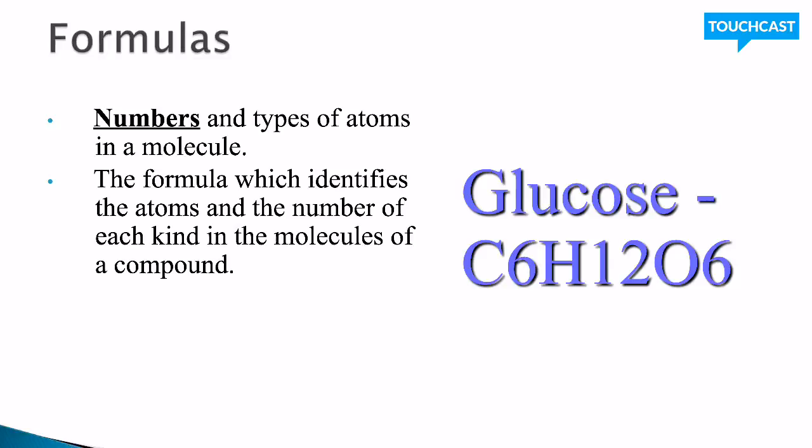Okay, now we have what are formulas? They're numbers and types of atoms in a molecule. The formula which identifies the atoms and the number of each kind in the molecules of a compound. So this is glucose. It's a type of sugar.